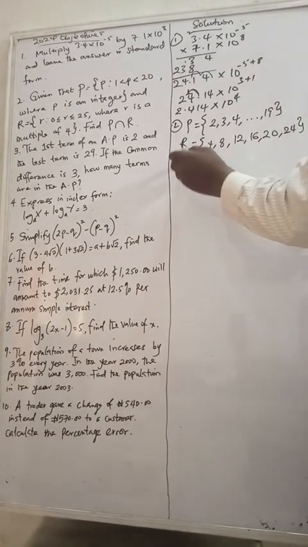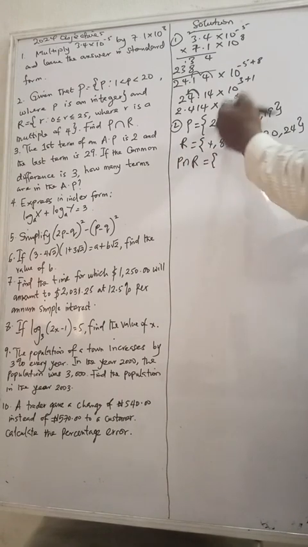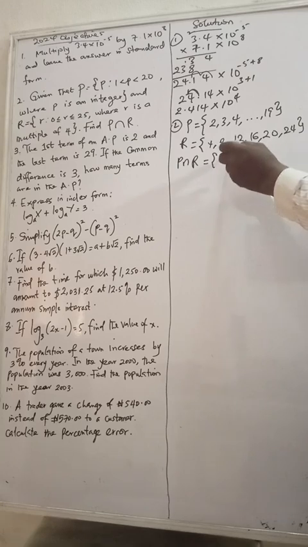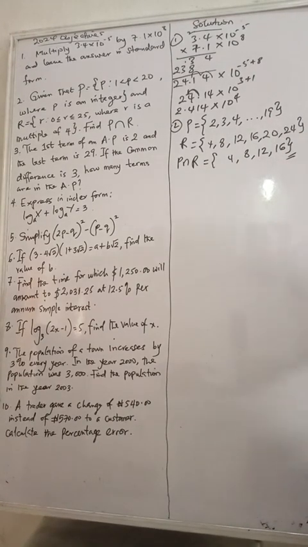So these are the multiples of 4 between 0 and 25. Then the intersection of P and R means what P and R have in common. So we have 4, 8, 12, 16. So these are the common numbers between P and R. So we can now move to number 3.